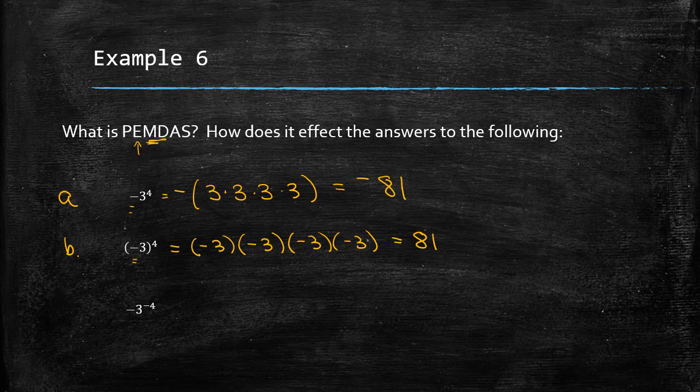Okay, so it makes a difference whether there are parentheses or not. Okay, part C, no parentheses. So this negative that's out front is done after we apply the exponent. Okay, so this is the opposite of 3 to the negative 4th power. Sorry, so I'm going to write that as 1 over 3 to the 4th power since I had that negative exponent. So we get negative 1 over 81.